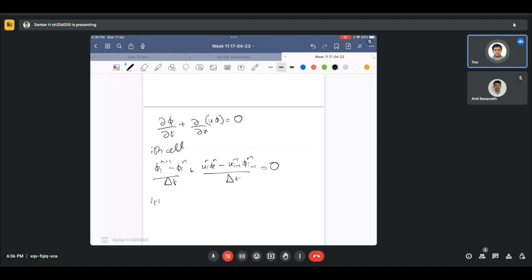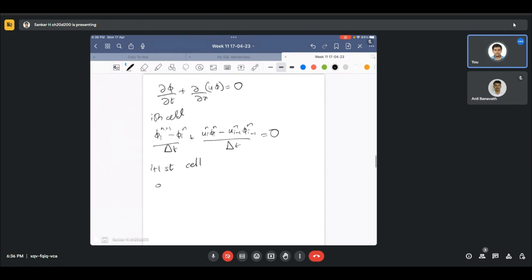For the (i+1)th cell, we'll get (φ_(i+1)^(n+1) − φ_(i+1)^n)/Δt + (u_(i+1)^n φ_(i+1)^n − u_i^n φ_i^n)/Δt = 0.